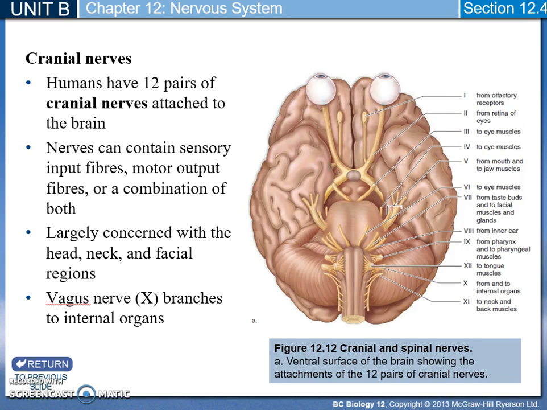So we do have cranial nerves, and we have 12 pairs of them, and they're attached to the brain, and they're all listed there, and you can see approximately where they run. They're all kind of in the same area there, and these nerves can contain sensory input fibers, motor output fibers, or a combination of both. They're largely concerned with the head, neck, and the facial regions. We also have the vagus nerve, and it has branches to internal organs as well.